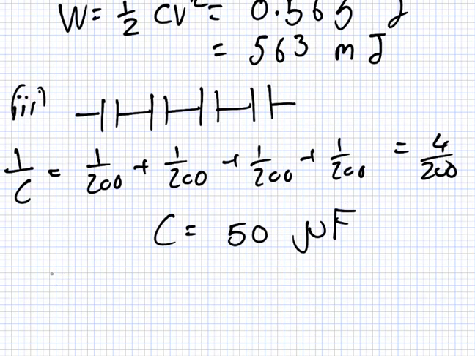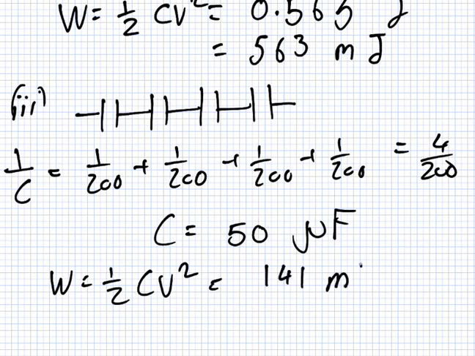The energy is a half CV squared. So type that in. A half times C times 75 squared, and this time we get 141 millijoules.